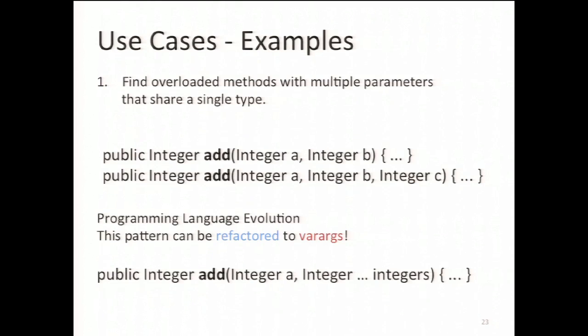The first use case he wanted to study was finding overloaded methods with multiple parameters that share a single type. This pattern is interesting because it suggests that the writer of the code should perhaps use the varargs feature instead. And also, you need to be able to bind variables to the types in the method signature and refer back to them in the semantic query.